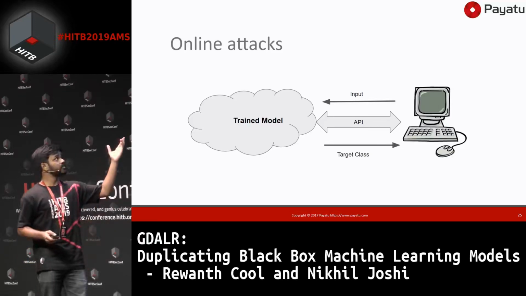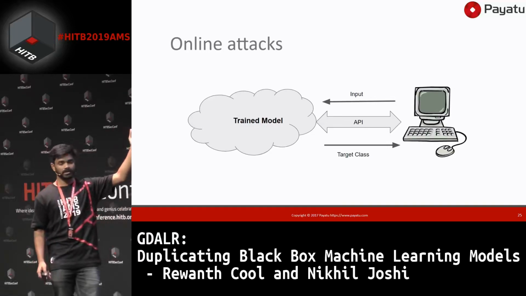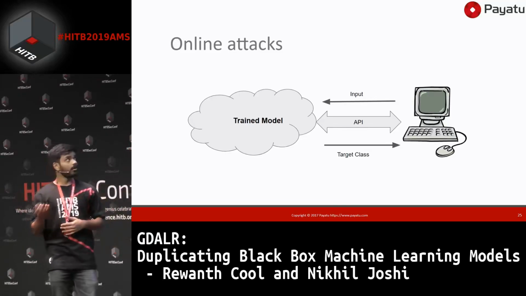We have the trained model deployed on the cloud. We have the image over there. The user will just give the input through the API call. He'll get the target class. This is how machine learning as a service works.